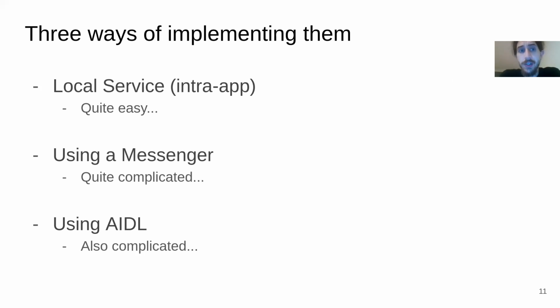There are three ways of implementing them. Local service is for only the intra-app mechanisms. It's quite easy. Again, check it out. Using a Messenger is quite complicated, and using AIDL is also complicated. So in the next slide, we're going to focus on Messenger. Local services are easy.